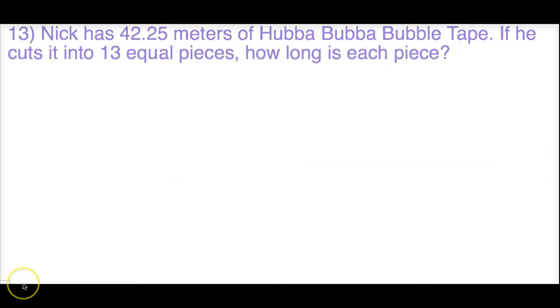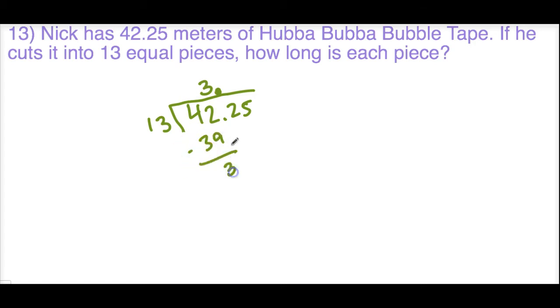All right, number 13. Nick has 42 and 25 hundredths meters of Hubba Bubba bubble tape. If he cuts it in 13 equal pieces, how long is each piece? So again, I've got 42 meters and 25 hundredths divided 13 ways. So 42 divided by 13 goes in there 3 times. And I'm going to pull my decimal up here so I don't forget that right now. Very important. So then 13 times 3 is 39.